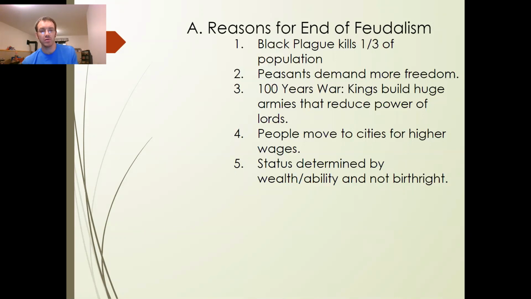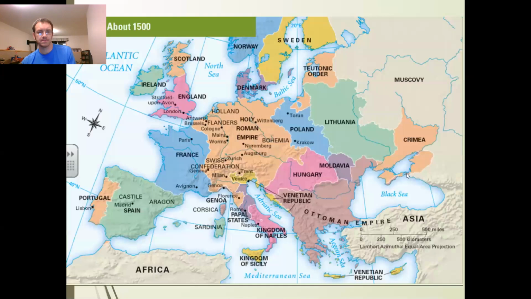And so that's a huge switch. And this is a pretty big one for us in America today. While some people, yeah, they're famous and they're wealthy because of birthright, we don't have as much of that anymore. People now are more powerful because they have money, because they have certain abilities and things like that. So that's a big switch. It really impacts us today too.